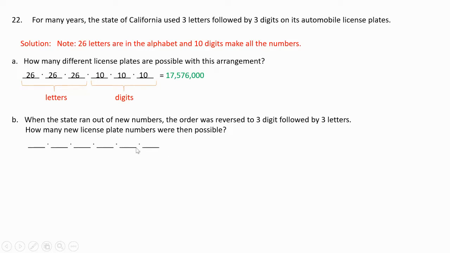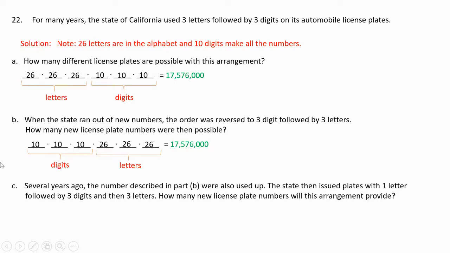Now for part B, when the state ran out of new numbers, the order was reversed. 3 digits followed by 3 letters, right? So these are my digits, followed by 3 letters. And again, there's no other restriction, so it's going to be 10 times 10 times 10, and 26 times 26 times 26. You multiply it out, and you get the same result as part A, because when you multiply, it doesn't matter the order, you get the same answer. I believe this is the commutative property.